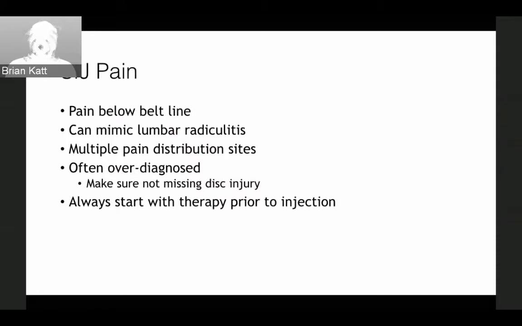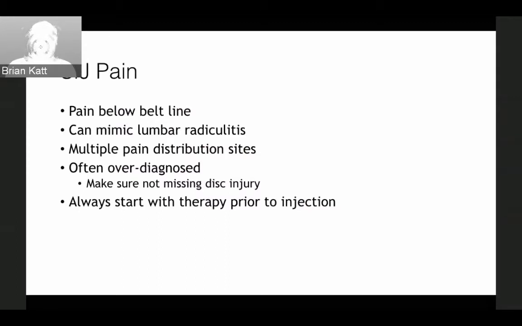And that's really important because I see a lot of people both in and out of our practice diagnosing SI joint pain, and they clearly have pain above the belt line. It's not the SI joint. And so you have to really look for other sources. That's someone who could have pain from lumbar radiculitis. That's someone who could have pain from disc degeneration. And so you just have to make sure that you're not missing that disc injury.